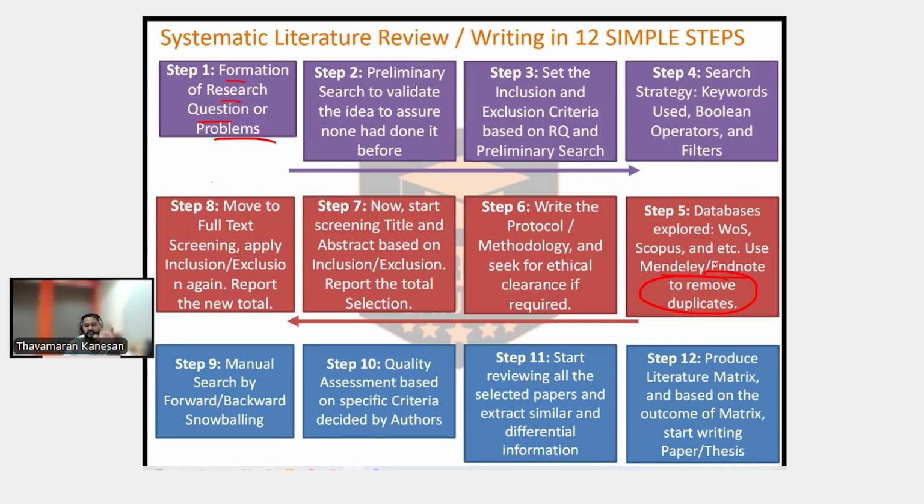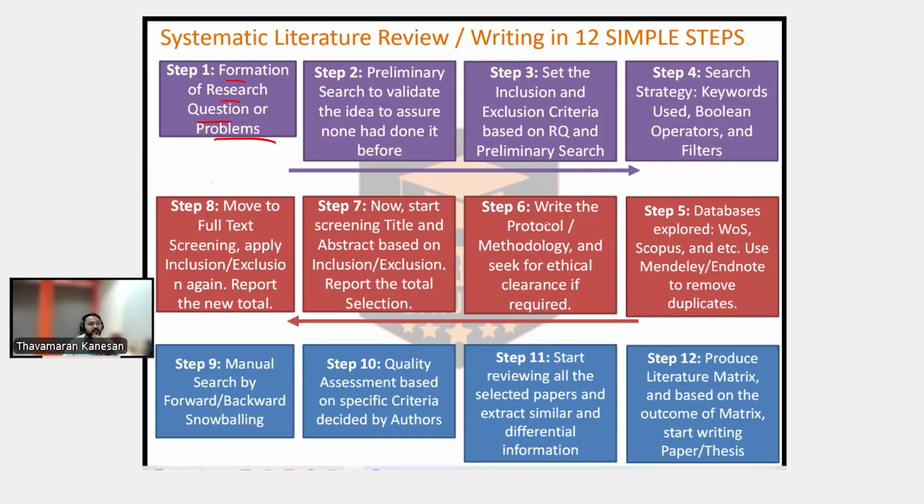Mendeley, EndNote, or Zotero, all three will work. But you have to use a common library. You must create a library called Systematic Review, download from Web of Science, download from Scopus, download from ScienceDirect, PubMed, wherever. Put all into the same library. Let the metadata filter the duplication. Sometimes it won't filter 100%. You still need to go through.